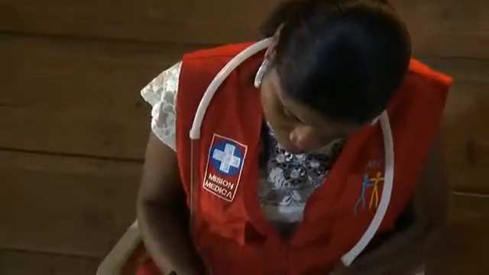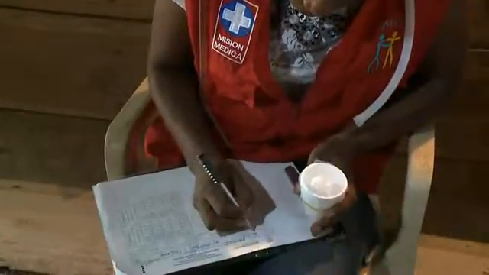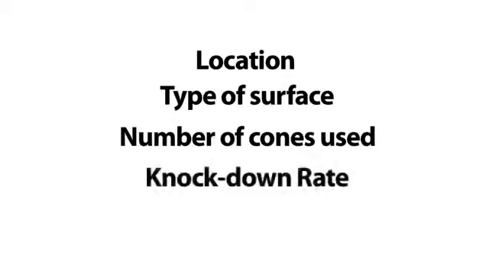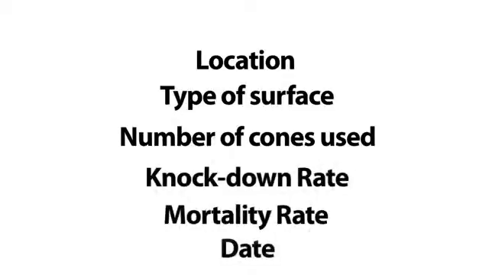As you collect, you should give each house a number. Against this number, record the location, type of surface sampled, number of cones used, knockdown rate, mortality rate, and date.